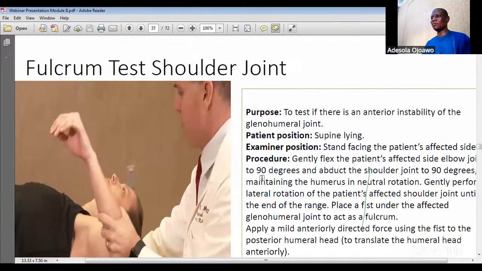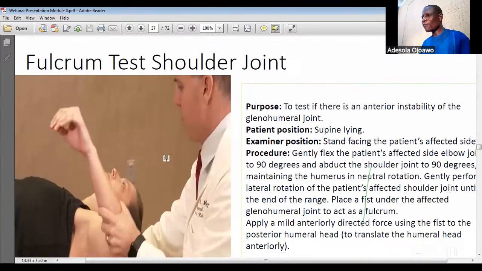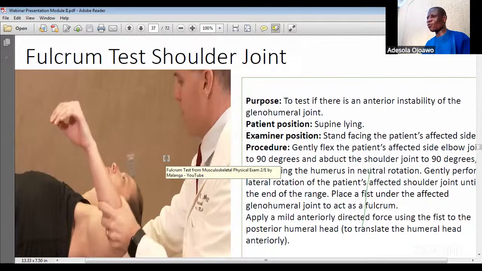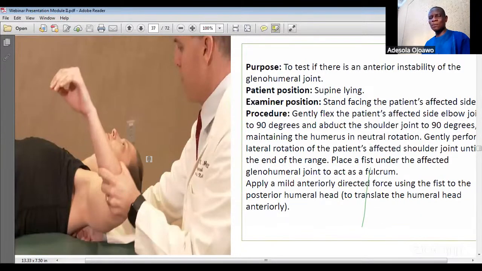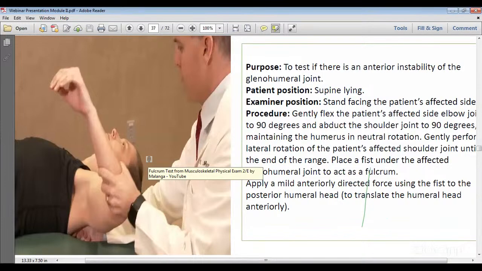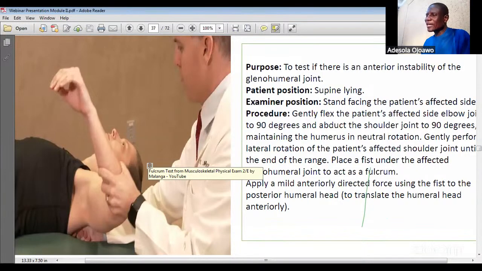Good. We have for this one the fulcrum test of the shoulder joint. I think you can see the picture very well. Can you see the picture? Yes. What you do here is this.